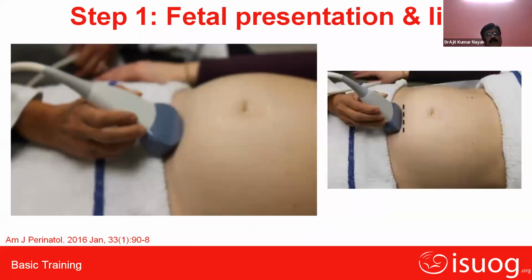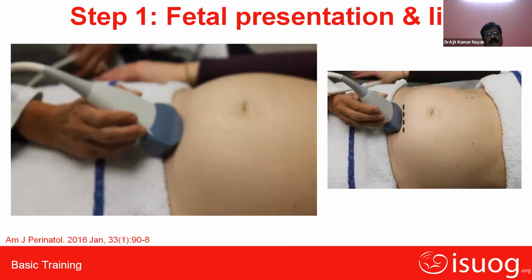This is the next picture. After placing the probe transversely, just above the pubis symphysis in the lower abdomen, we have to tilt the probe a little up and down to know the presentation and lie of the fetus.